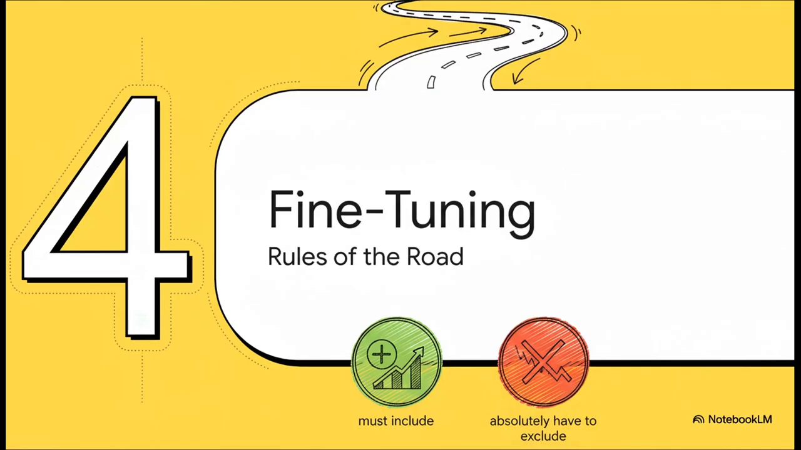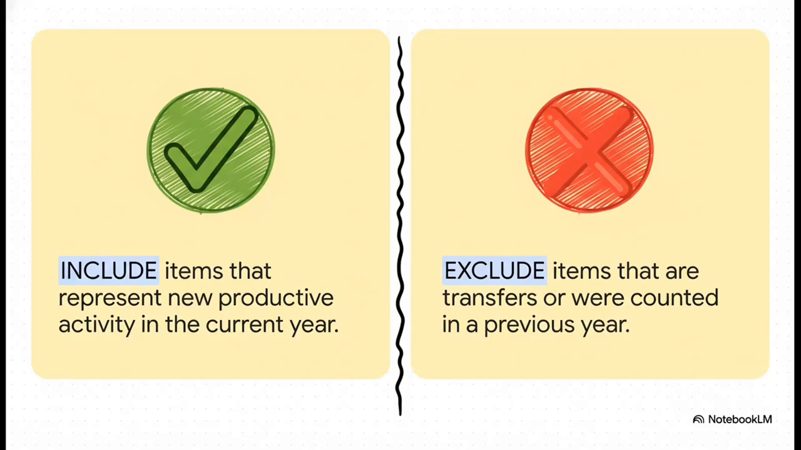Now that we've got the big formula down, we need to look at the fine print. To make sure this number is as accurate as it can possibly be, economists have to follow some very specific rules of the road about what counts and what gets left out. The basic idea behind these rules is actually pretty simple. We want to include anything that represents new productive activity happening this year, and we exclude anything that's just moving old stuff around or was already counted before. Getting these details right is what makes the final number so powerful.